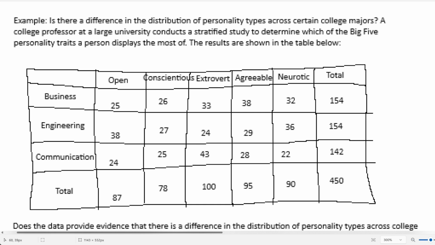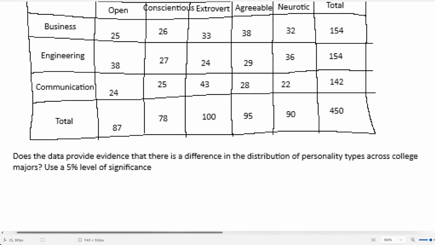And here we have our example, which we will be going over and solving together. It reads, is there a difference in the distribution of personality types across certain college majors? A college professor at a large university conducts a stratified study to determine which of the big five personality traits a person displays the most of. The results are shown in this beautifully drawn table below. Does the data provide evidence that there is a difference in the distribution of personality types across college majors? We'll be using a 5% significance level to solve this question.